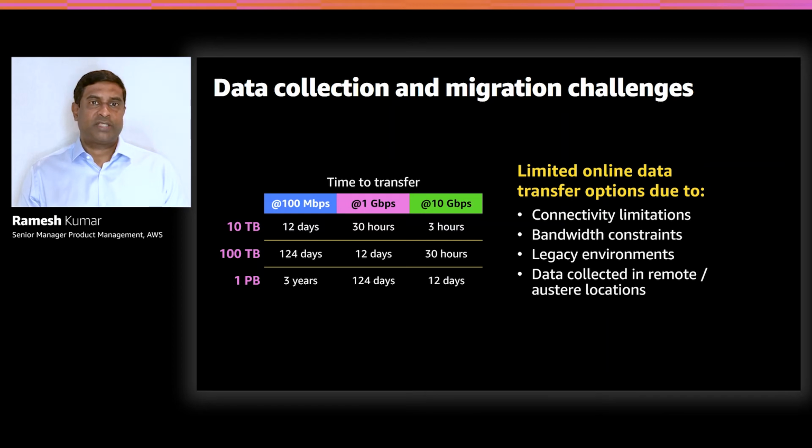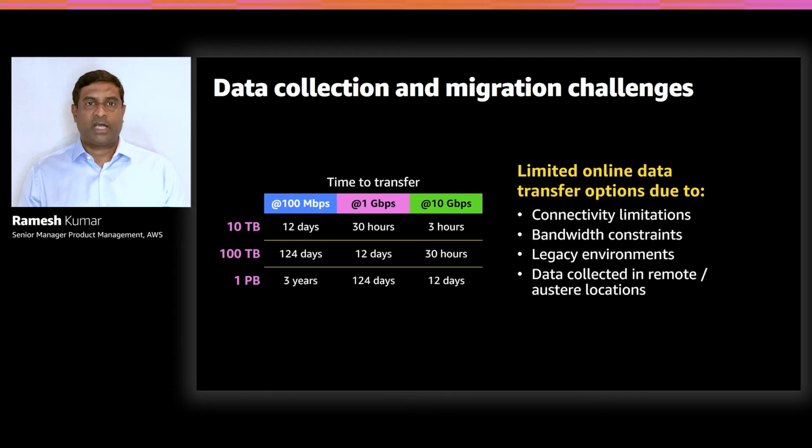The table shows the amount of time it takes for customers to migrate data to AWS, depending on the amount of data that is being migrated and the amount of network bandwidth that is available and that can be dedicated for the data migration. You can see that if you want to migrate 1 petabyte of data to AWS, it'll take you a large amount of time unless you can dedicate at least 10 gigabits per second of network bandwidth for the data migration.